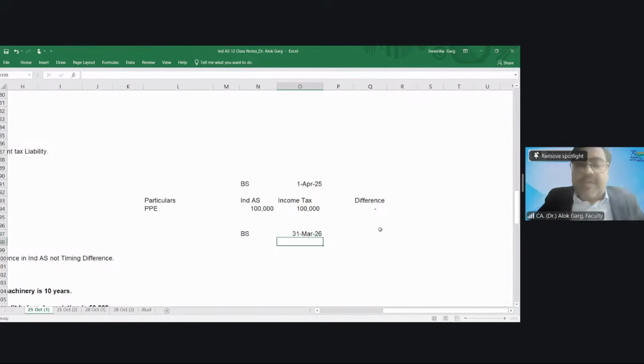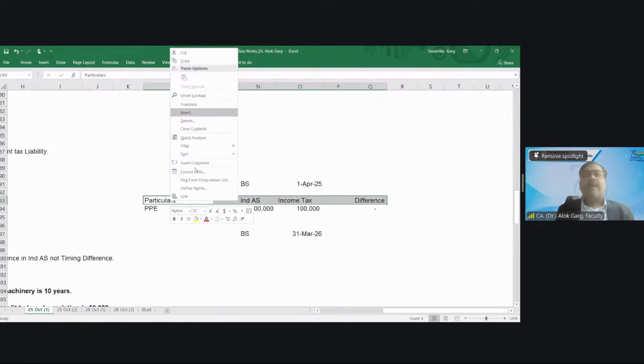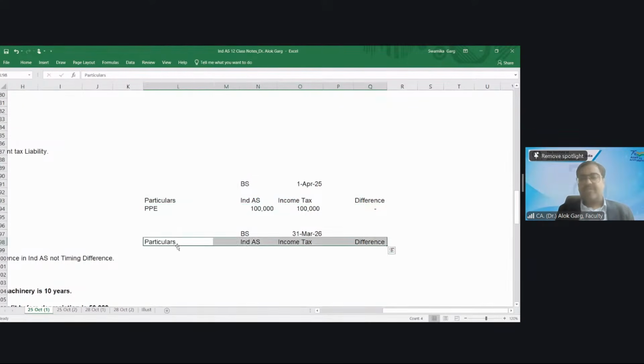Now, Lavanya, if I prepare my balance sheet on 31st March 2026, what will I do? Provide for depreciation. I'll create a provision for depreciation. So, assuming the life of this machinery is 10 years, what is the depreciation? 10,000. 1 lakh minus 10,000, 90,000, right?